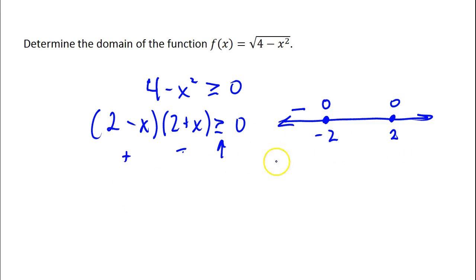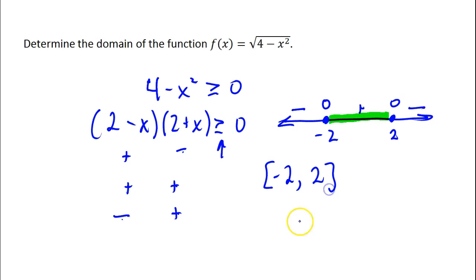Let's pick a number between negative 2 and 2, like 0. So I plug in 0. 2 minus 0 is positive. 2 plus 0 is positive. Positive times a positive is positive. So we want to use that part right there because that will make the whole thing greater than 0. It'll be positive. Okay, and then finally, let's pick a point to the right of 2, like 3. So 2 minus 3 is negative, and 2 plus 3 is positive. A negative times a positive is a negative, so we do not want any values out there. So the domain of this function is greater than or equal to negative 2, less than or equal to 2.